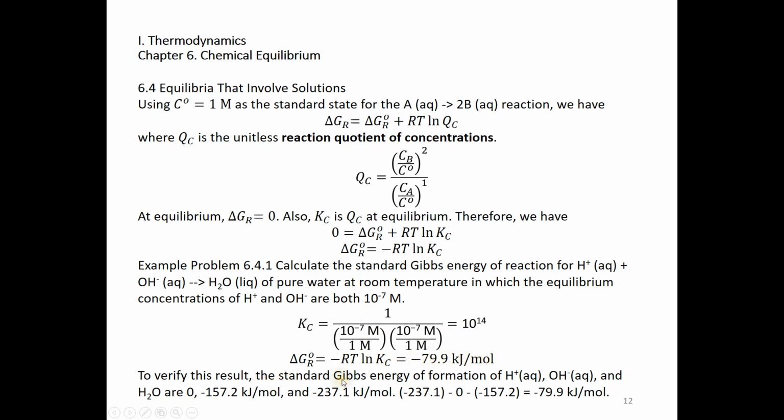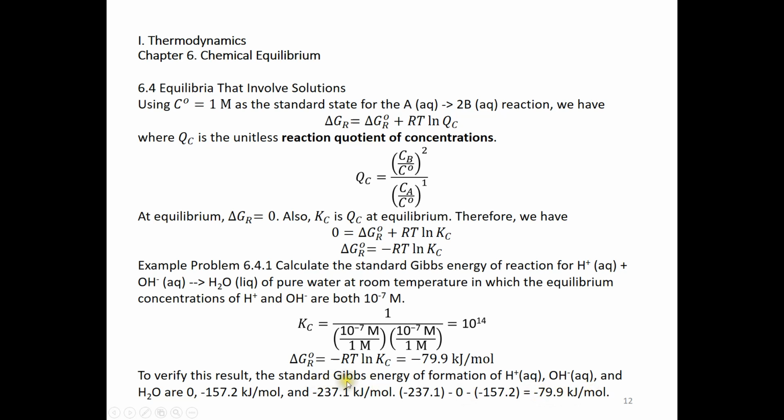Alright, to verify these results, we can use the values of the standard Gibbs energy of formation for H plus, OH minus, and water. We have those numbers here. Actually, the standard Gibbs energy of formation of H plus in water is just defined to be 0. It serves as a 0 reference. And then OH minus is this, and water is this. So we can do the calculation. We can have water minus H plus minus OH minus. So we have this setup over here, we get negative 79.9 kilojoule per mole.